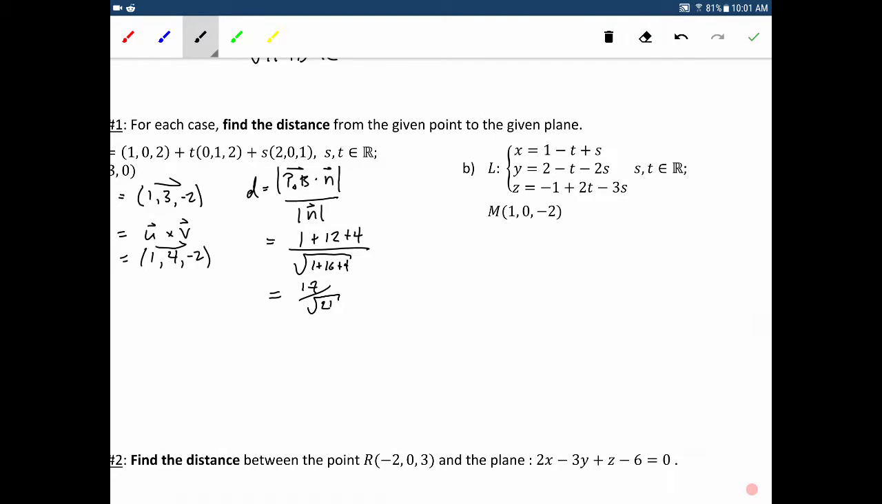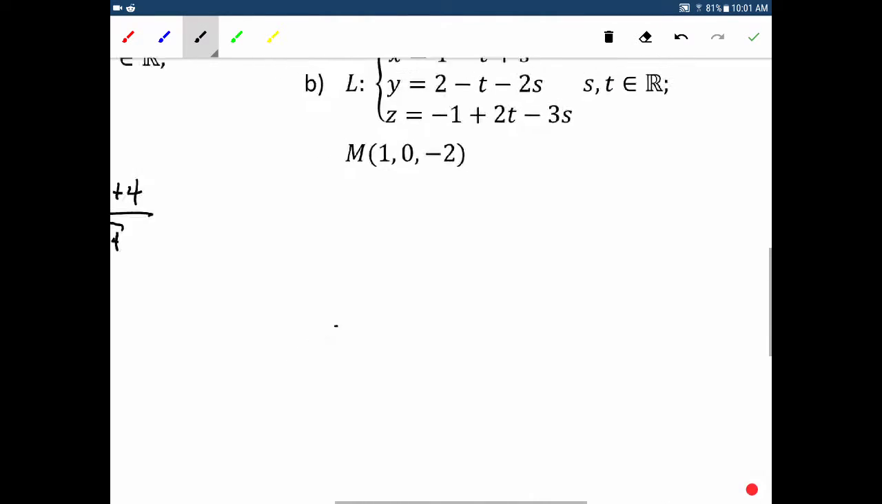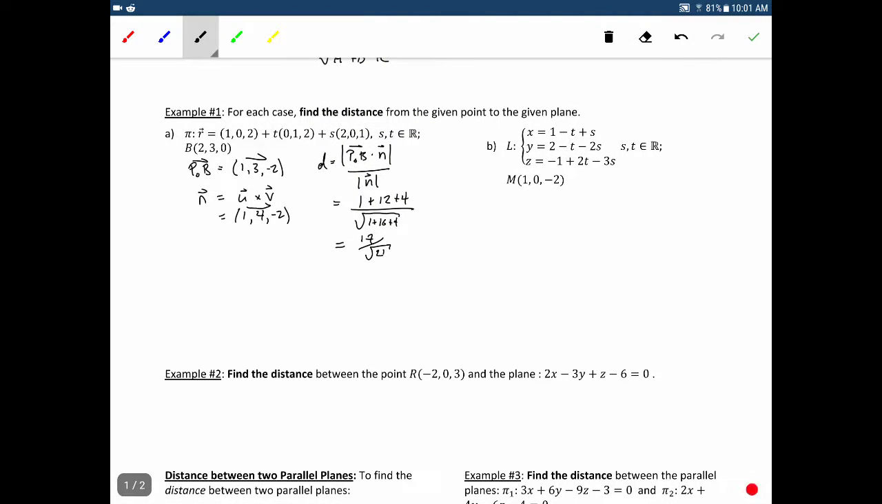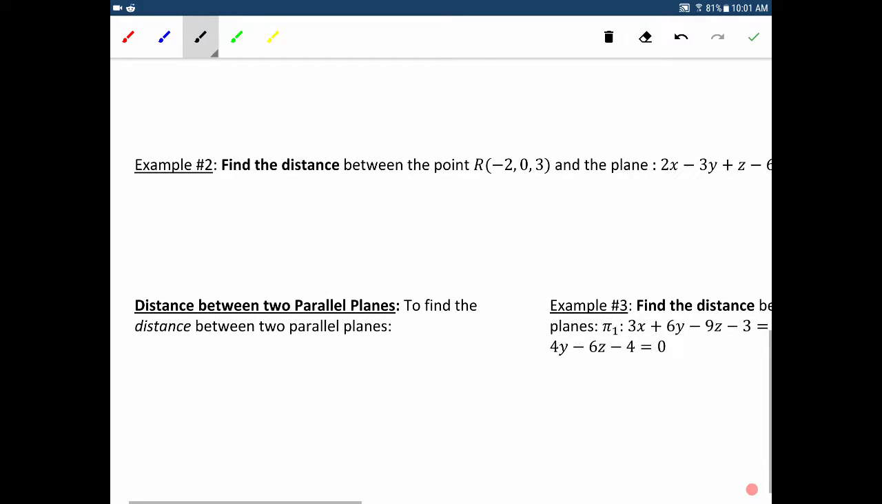So that's using the first version of the formula. Sorry, part B is the one I'm going to leave for you. It's equation 2. So part B I want you to do on your own, and we can take it up in class if you desire. And then we'll take a look at example 2 here.